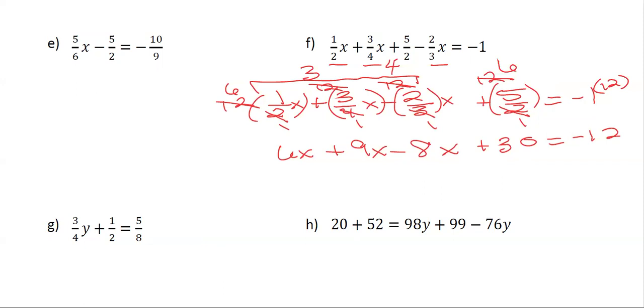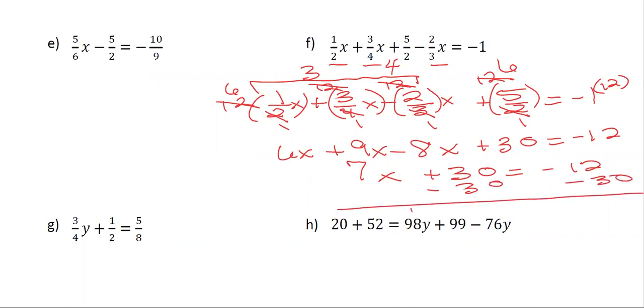Now let's finish putting all of our like terms together. I got 6 plus 9 minus 8, and that gives me 7. So I got 7x plus 30 is equal to negative 12. This positive 30, let's subtract it from both sides because I want x by itself, and I want the 30 to go to 0.